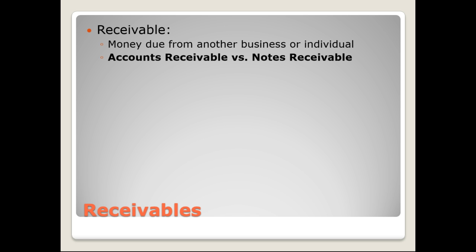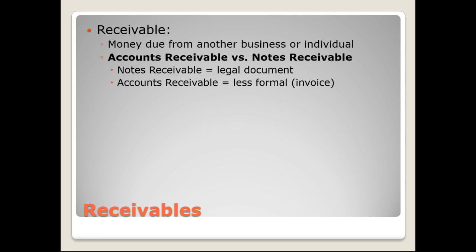Now, one of the big differences is a notes receivable is usually a legal document. It will list the amount that needs to be received. It will have an interest rate associated with it. It will have a maturity, meaning a date that needs to be paid. It's a much more formal document. Accounts receivable come from invoices. Now, invoices are also legal documents, but far less formal.